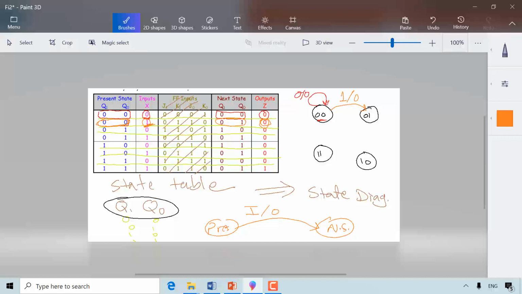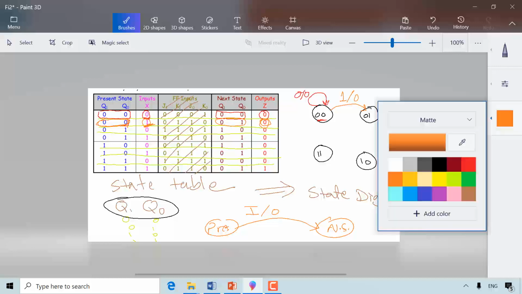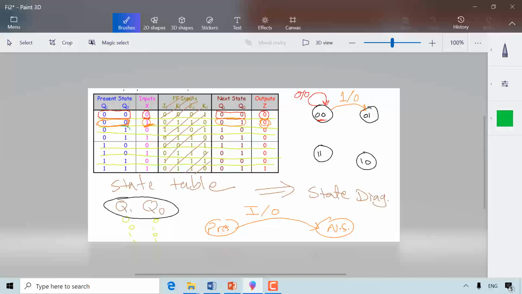All right, next state. Now let's take a look here. Present state 0, 1. Let's change color here. Present state 0, 1. Under 0, we go to 1, 0. What's the output? 0. But at 0, 1, when the input changes to 1, we go to 0, 1. So under an input of 1, the output will be 0, because here is the output.